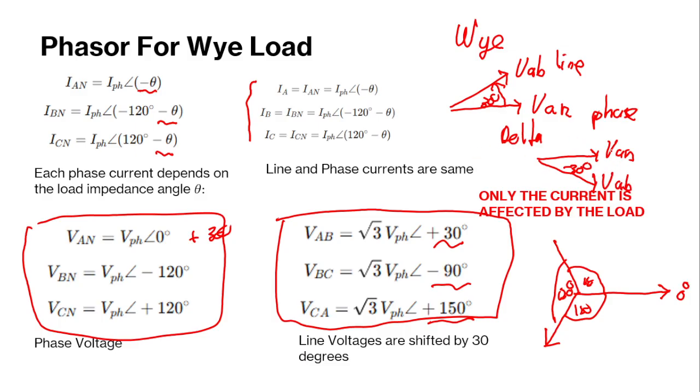Well, this will be current instead of voltage. So for the delta, because it's lagging, it will be minus 30 degrees. I think I have it in the next, it will be minus 30 degrees.